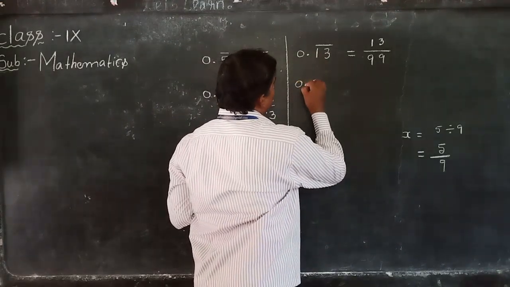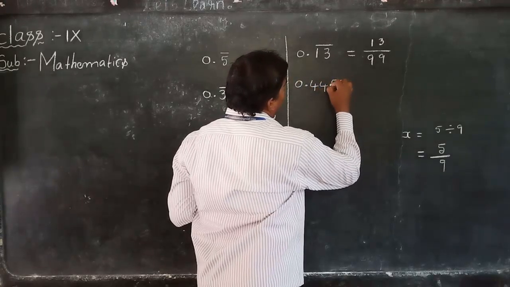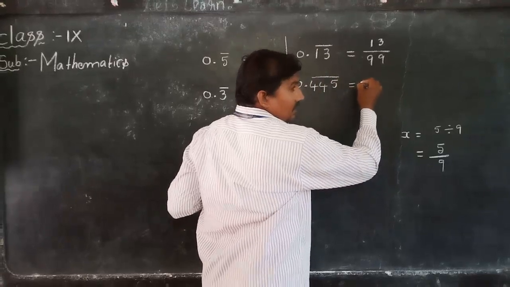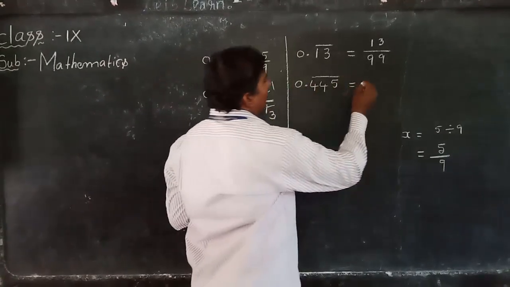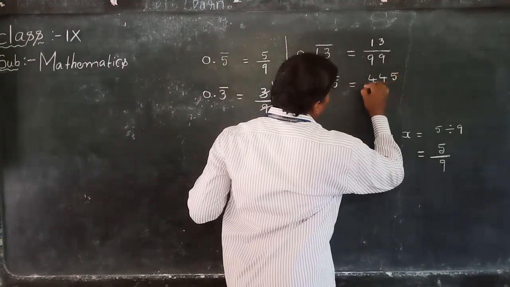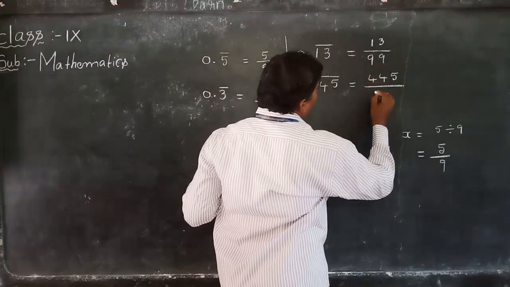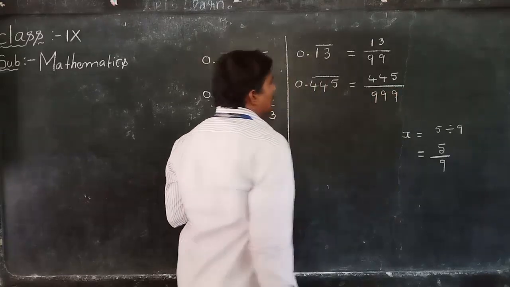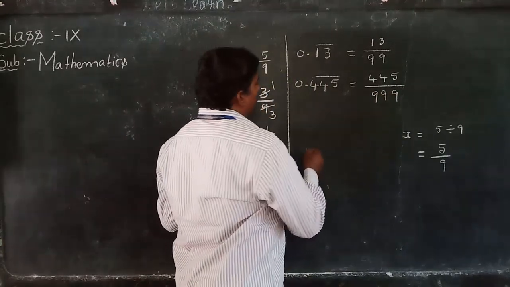If you want, take 0.445 bar. Under the bar how many values are there? 3 values are repeating. So 445 by 999. Which numbers are repeating? 3 values repeating. Why 999? How many values are repeating? 3 values are repeating. Okay, we will take one more example here.